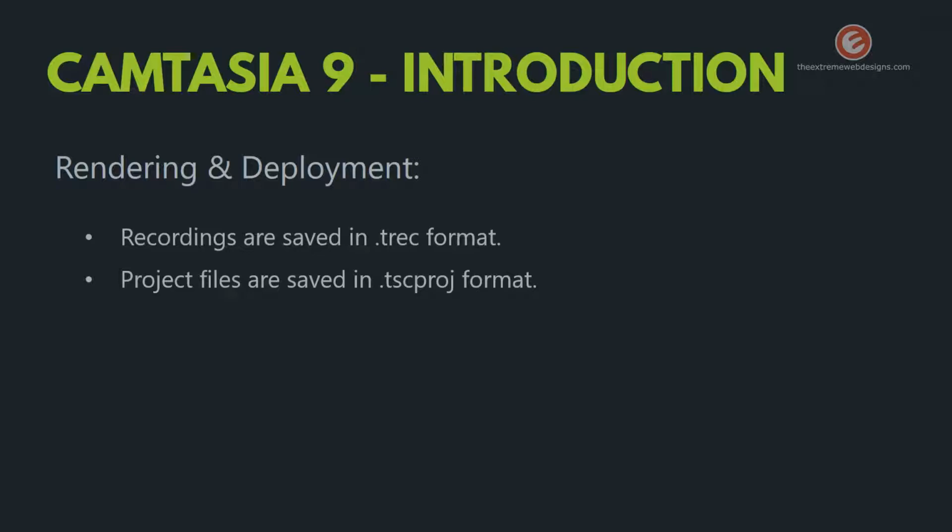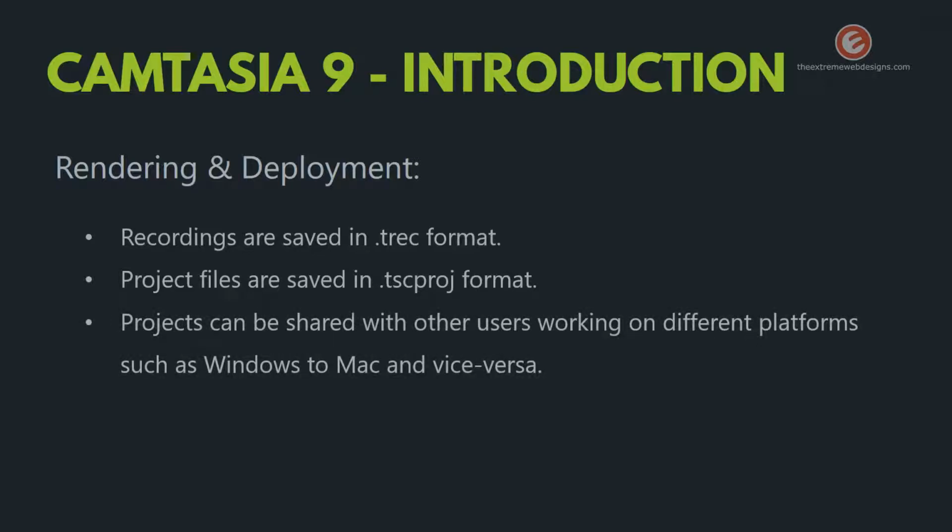Camtasia 9 shines in the fact that any project created on any platform can be shared with any other user on a different platform. So if you are a Windows user and you are working on a project and you would like to share the project file with another user who is working on Mac, then you will be able to do so by simply exporting your project file as a zip file and then sending it over to the other user. Now, the other user on the other platform can simply import your zip file and start his work on it.